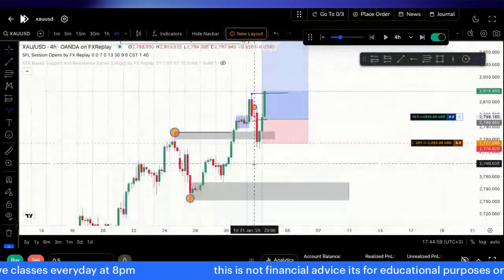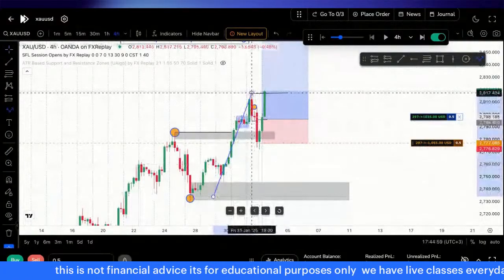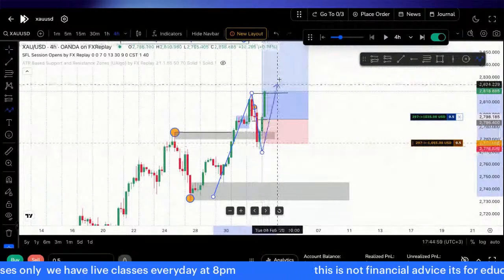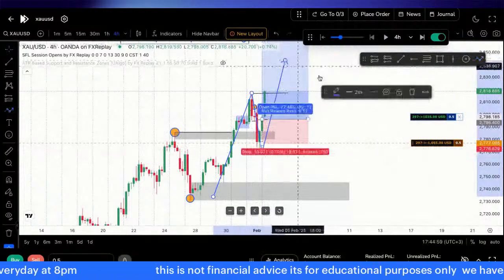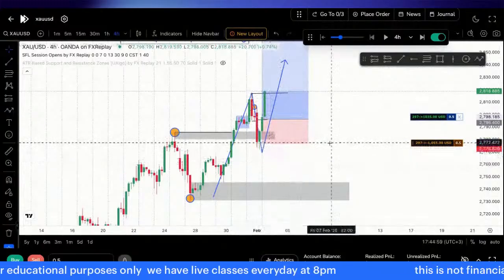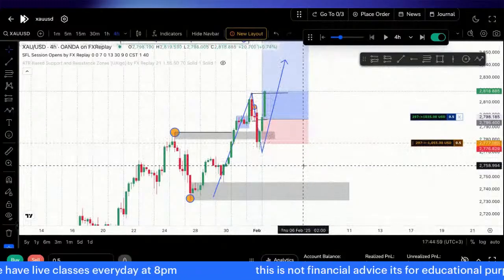This was the impulse move. Then we had a pullback, recharge phase, and now the continuation. So we are always placing our trades on the continuation. And how we read the continuation, we'll get to know about that with time.